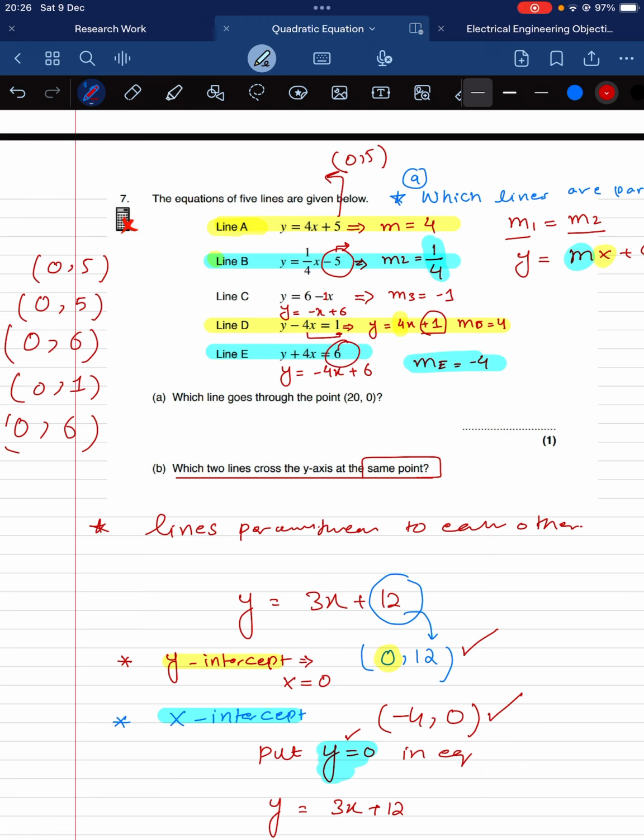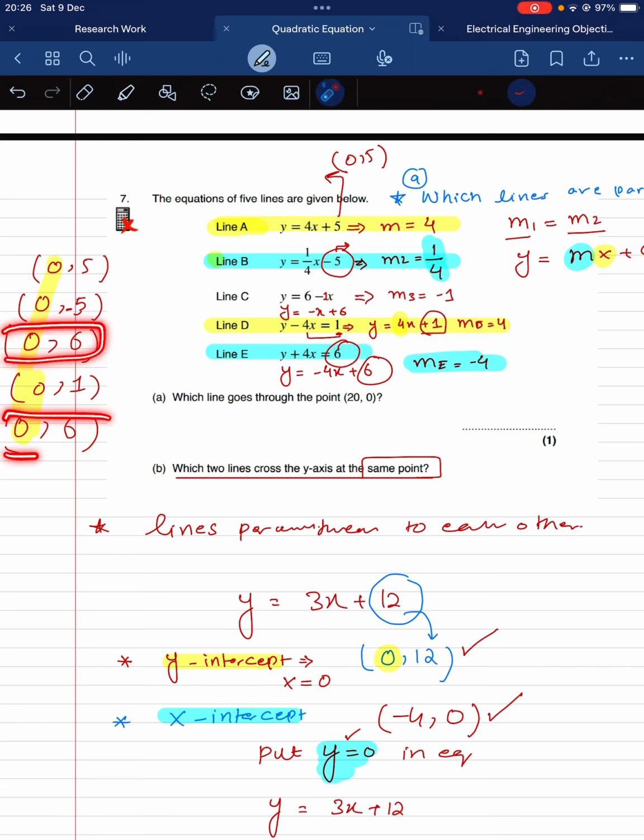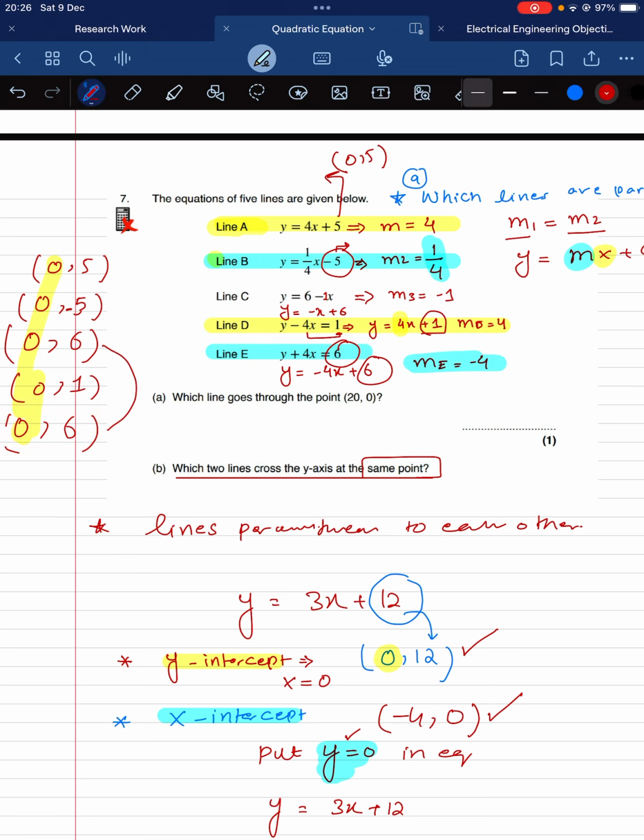You can find out this is 6, this is 6, so that's why it has the y-intercept of 6. And you can notice that we have 0 as the x-coordinate in all the y-intercepts, right? So which two lines have the same y-intercept? Now you can see that the third line and the last line, C and E, have the same y-intercept, because this is crossing the y-axis at (0, 6), and this is also crossing at (0, 6). So we can say that these two lines have the same y-intercept. So E and C.